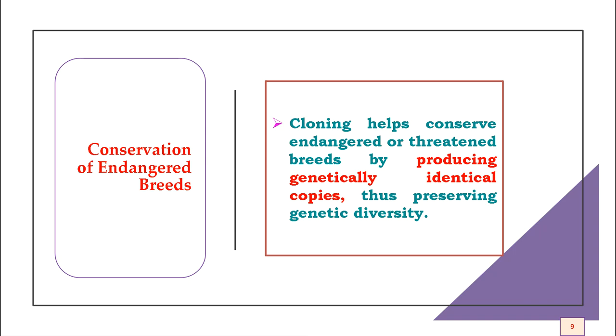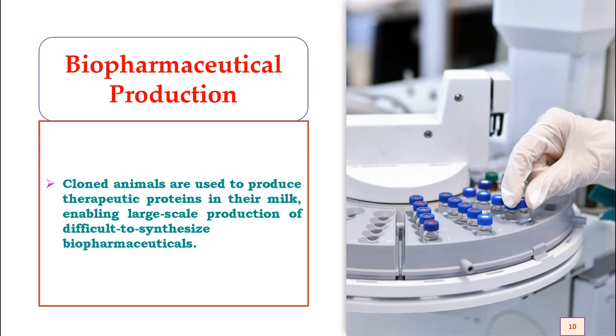For example, the Punganur breed is almost extinct, and if we get a single Punganur animal, then we can generate a cloned Punganur cattle. In biopharmaceutical production, cloned animals are used to produce therapeutic proteins in their milk, enabling large scale production of difficult to synthesize biopharmaceuticals.